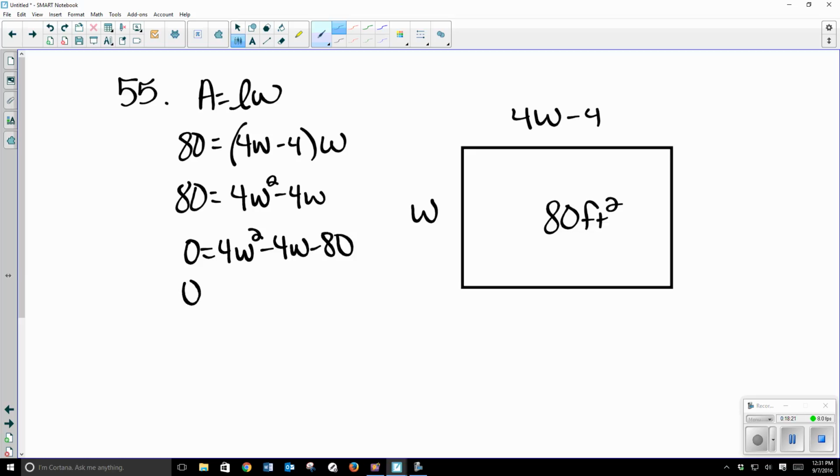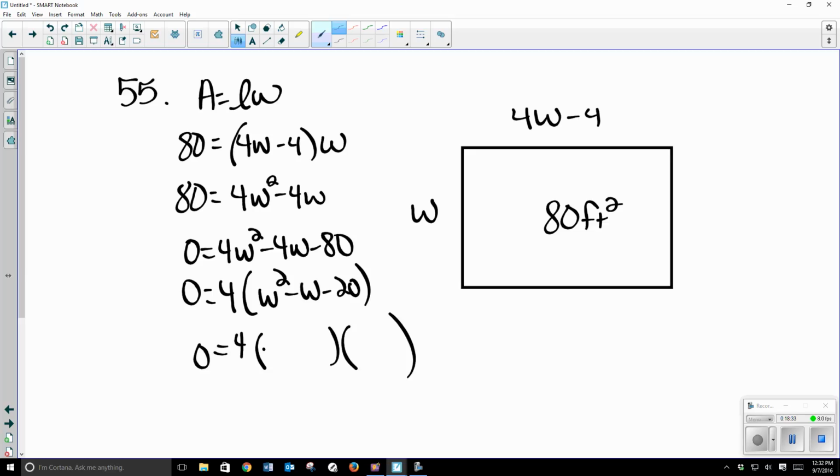Factor out the 4. The 4 actually doesn't matter at this point. We're going to factor here. That would be w minus 5 and w plus 4. Set each factor equal to 0. w equals 5 and negative 4.